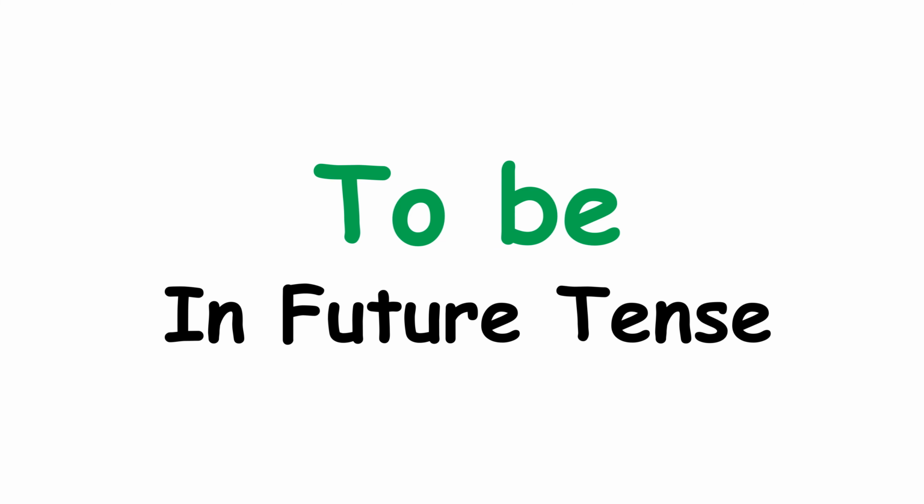In this video, we'll talk about to be in the future tense form. In the future tense, to be typically has two forms. They are will be and shall be. On this slide, we'll see when to use different forms of to be for different subject pronouns and subject nouns.